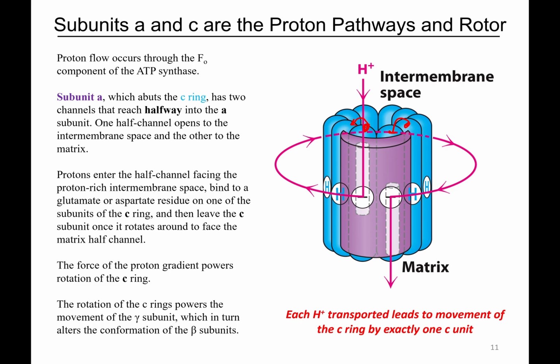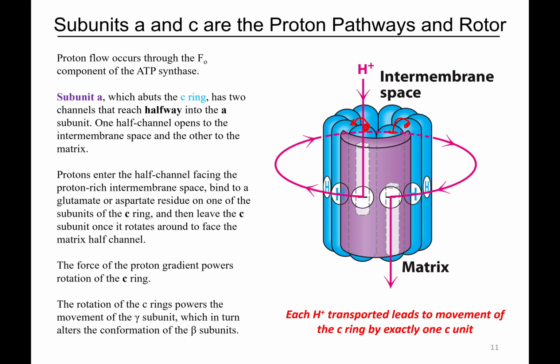Right? So the idea, and this can go in the opposite direction, right? If there's a higher concentration of protons in the matrix, the protons will bind on the matrix side, causing the rotation in the opposite direction and releasing protons into the inner membrane space. But since there's a higher concentration of protons in the inner membrane space, the protons bind from the inner membrane space. Binding in this position causes the C ring to rotate clockwise, which then releases the proton into the matrix.